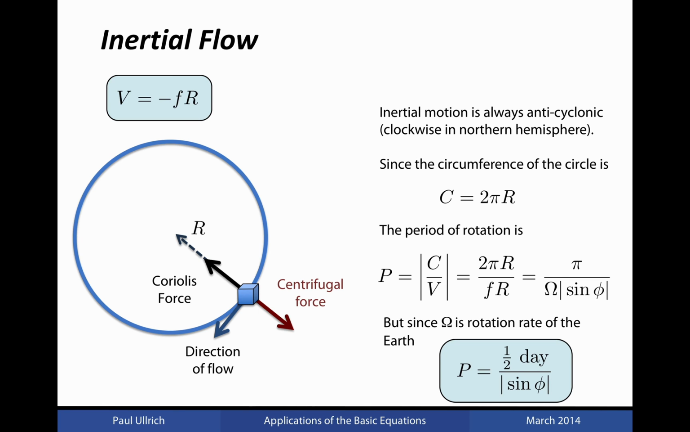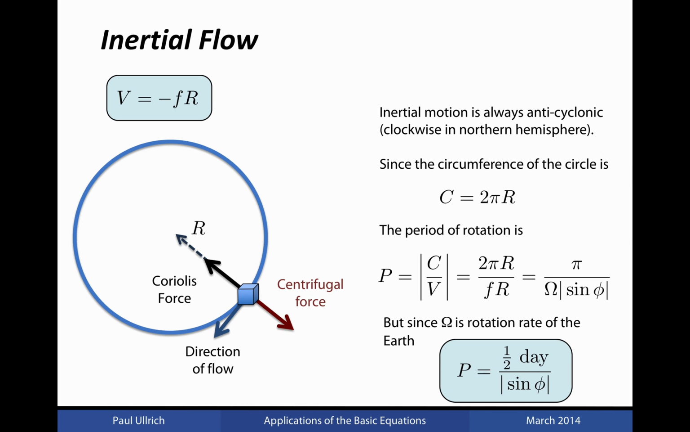However, since the flow is circular, we can also derive an expression for the period of rotation associated with the fluid parcel, that is, how long it takes for it to complete one cycle around the circle. Since the circumference of the circle is given by 2 pi times the radius of curvature, and the period of rotation is just going to be equal to length divided by velocity, then by substituting in the expression for circumference of the circle and the velocity of the fluid parcel, we end up with a period that's equal to pi over omega times the absolute value of the sine of the latitude.